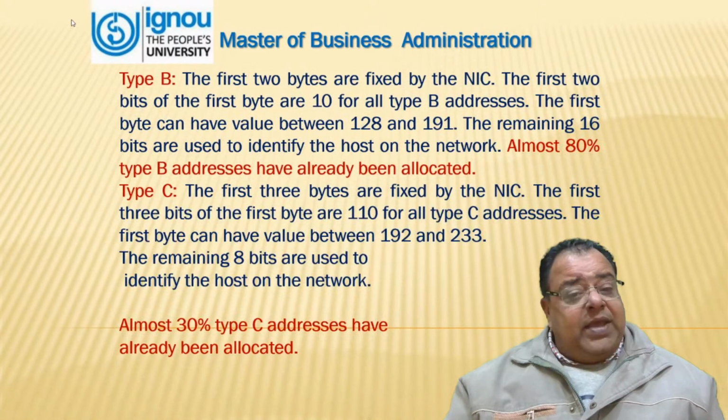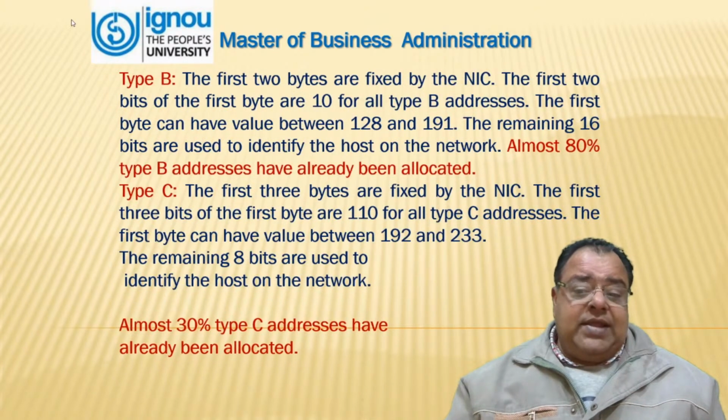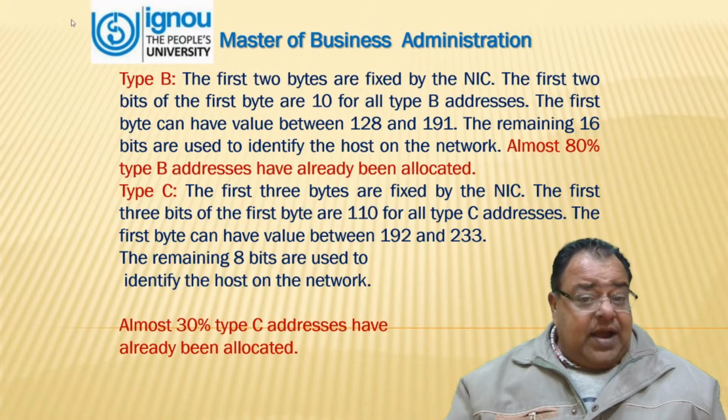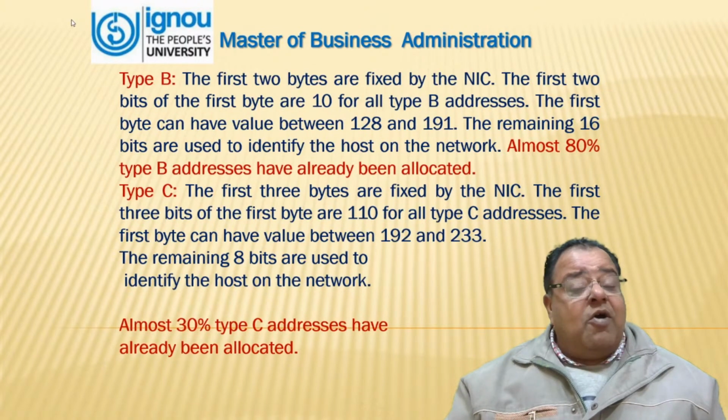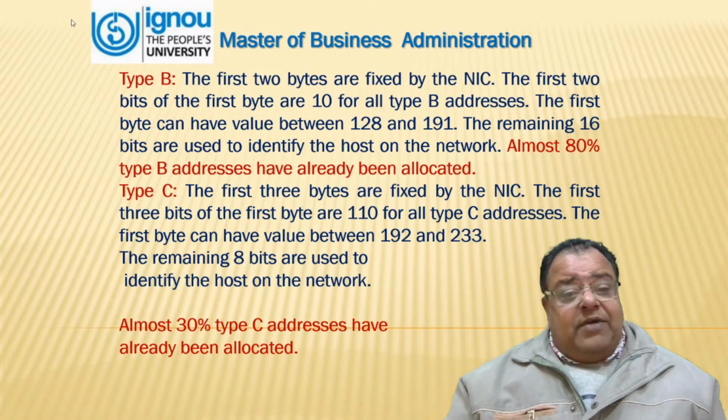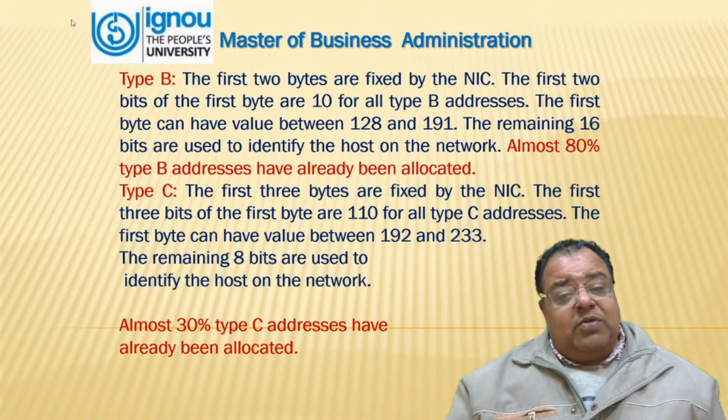For type B, the first two bits are fixed by NIC. The first two bits of the first byte are 10 for all B addresses. The first byte can have a value between 128 and 191, and the remaining 16 bits are used to identify the host on the network. Almost 80% of type B addresses have already been allocated.